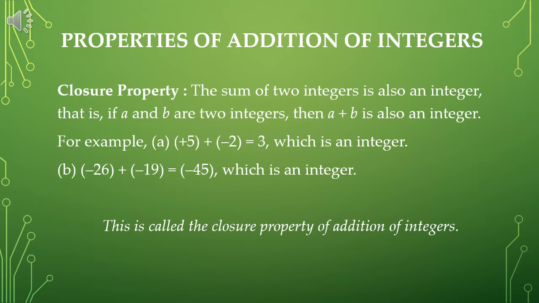One integer is minus 26 and the other integer is minus 19. Both the integers are negative here. When both the integers are negative, as you all know, we have to add both the integers. So minus 26 and minus 19 is minus 45, which is again an integer. So when we add two integers, their answer will be an integer only. This is known as the closure property of addition of integers.